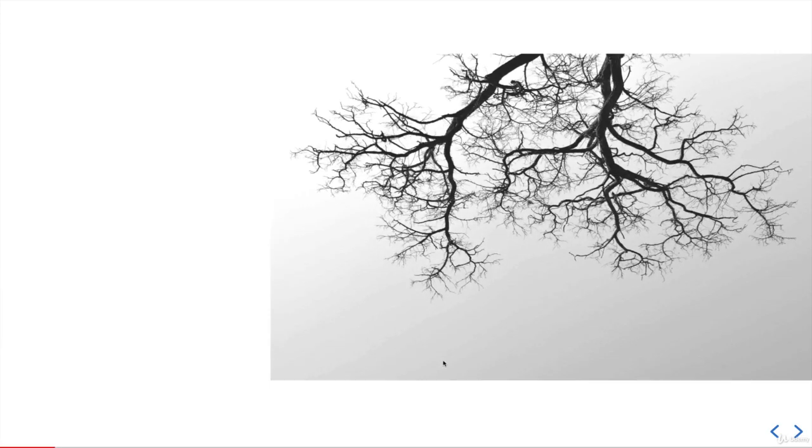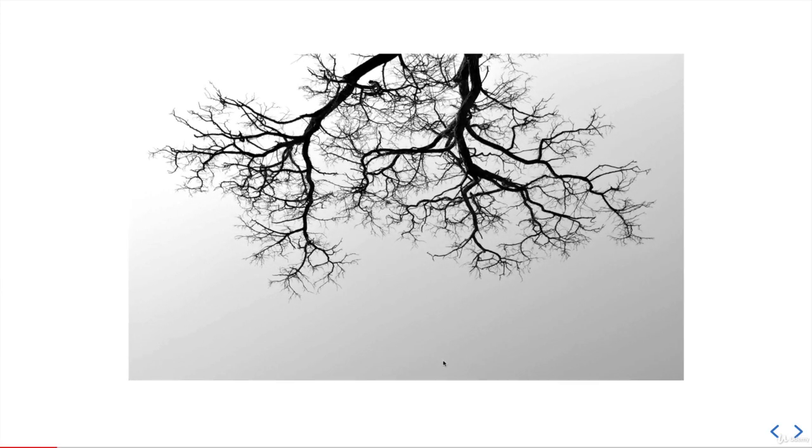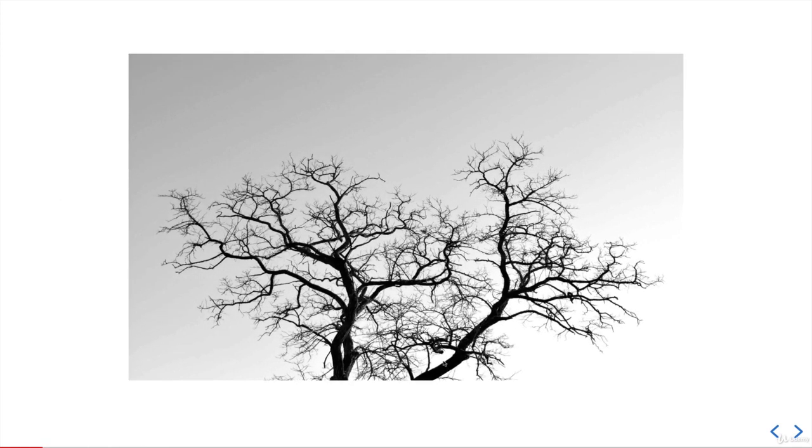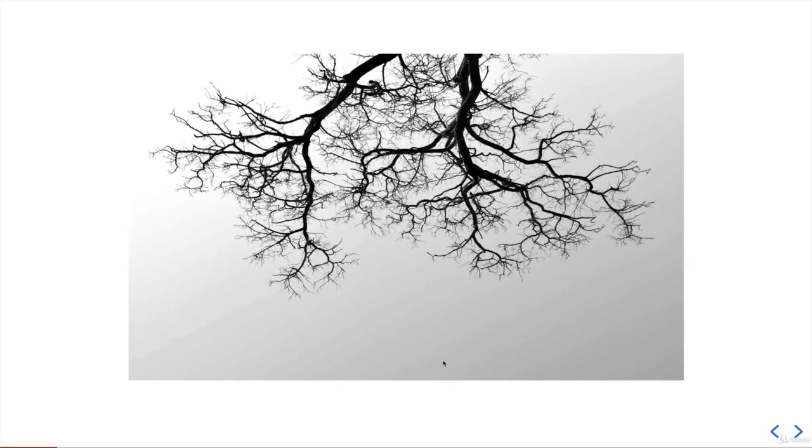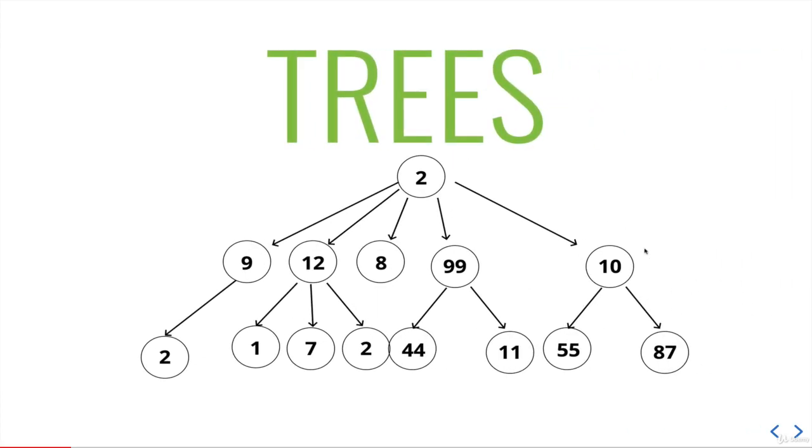Now often when we see diagrams, they look more like this, where they're top down rather than a tree which grows from the ground up. It doesn't matter, right? It's the same exact structure, it's just flipped. But usually we'll see them represented like this. So here is an example of a tree.